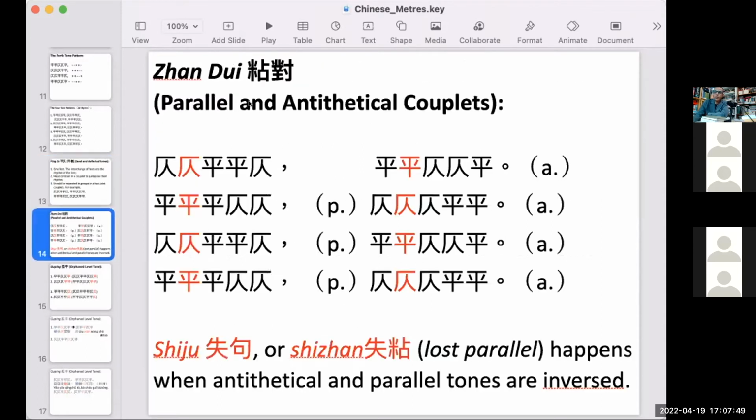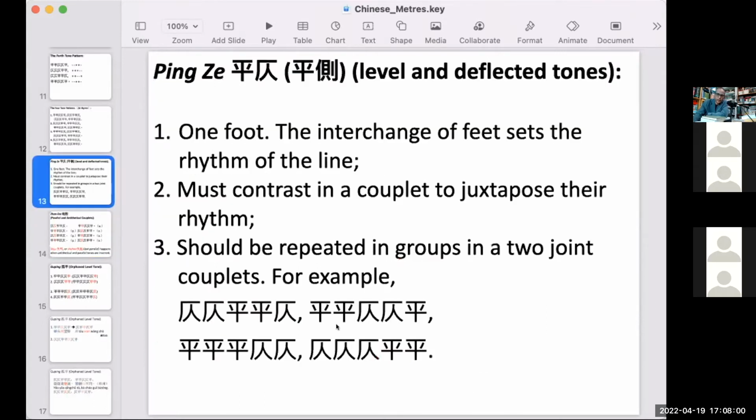There is something called chantui. Chan means parallel, and tui means antithetical couplet. This is just what I have said just now. What I have said is called antithetical. The first and the second line must be antithetical, but the second line and the third line must be parallel.